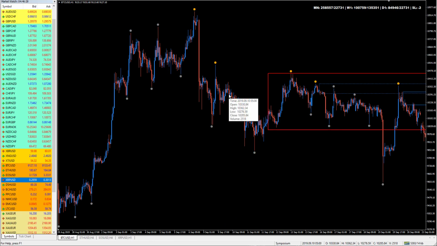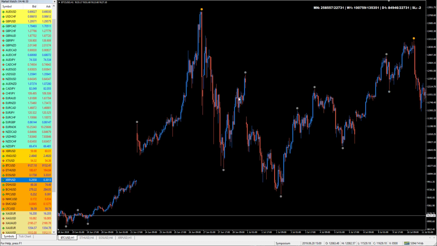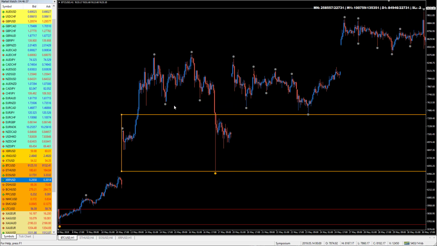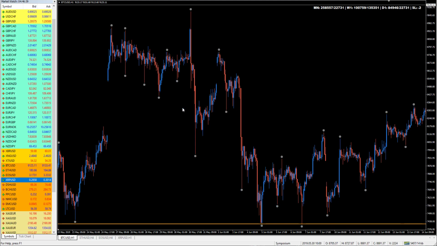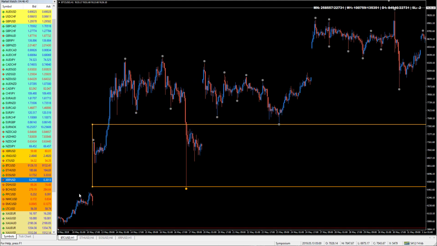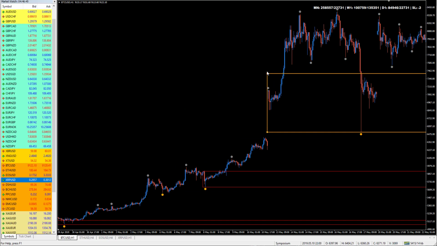So let's have a look at that weekly area on the smaller time frame and see if we can find something. Yeah, notice here, see, price has been back to this price level here, in here, and here we've actually been back all the way down to the low.